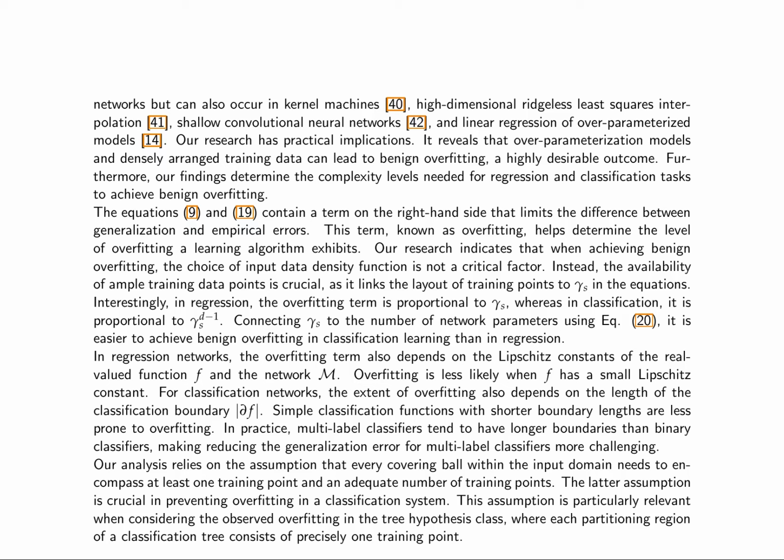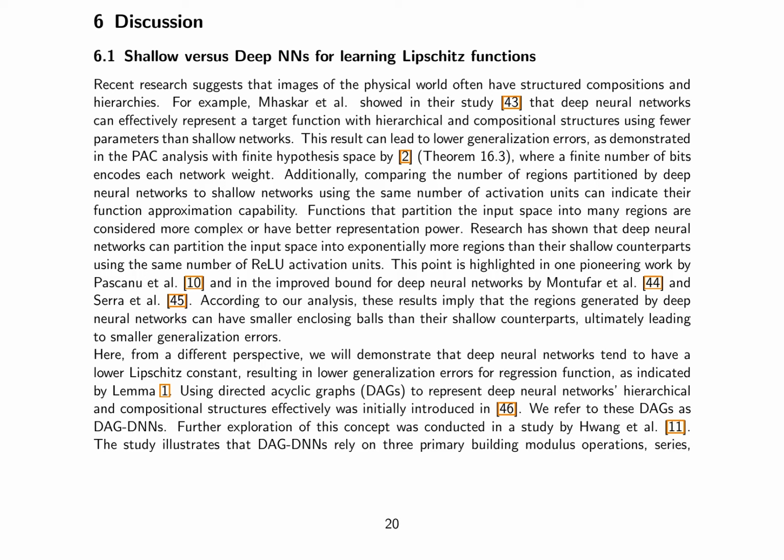This assumption is particularly relevant when considering the observed overfitting in the tree hypothesis class, where each partitioning region of a classification tree consists of precisely one training point. Finally, the authors discuss shallow versus deep neural networks for learning Lipschitz functions, highlighting that deep neural networks can effectively represent a target function with hierarchical and compositional structures using fewer parameters than shallow networks. This can lead to lower generalization errors, as demonstrated in the PAC analysis with finite hypothesis space.